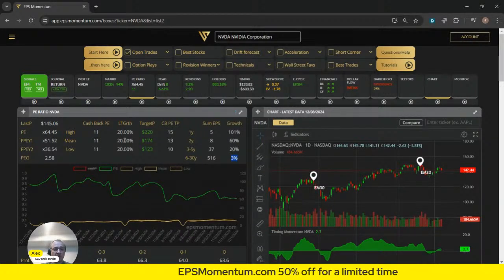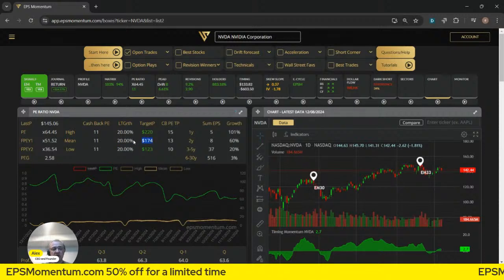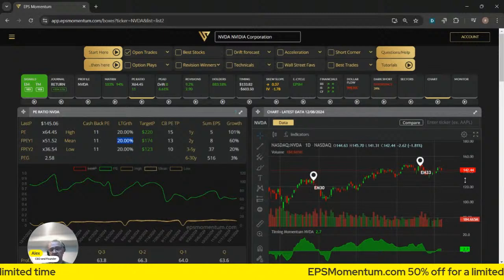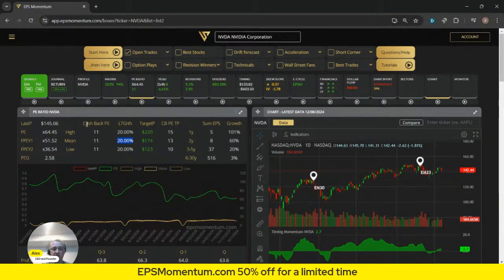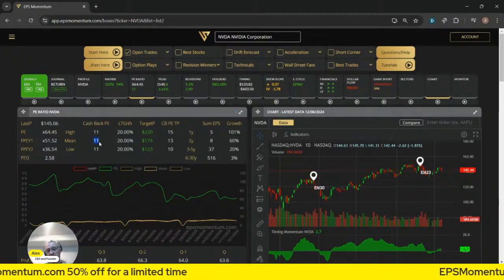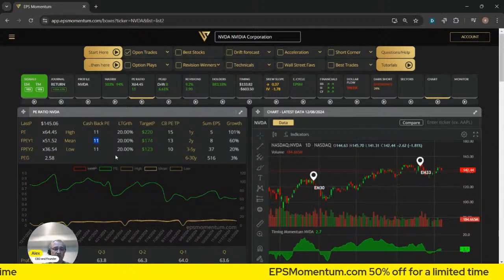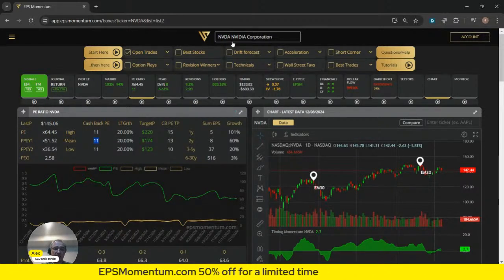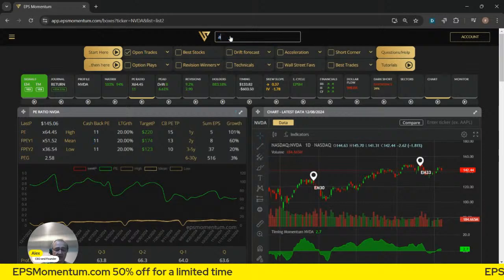That long-term growth is based on Wall Street as well, and the target price as well. So based on the long-term growth of 20%, we can say that for the $142 that you will spend, you will get a cashback PE in 11 years. So it'll take you 11 years to get your money back, right? To get your $142 back. So that's one thing. And let's have a look at AMD.